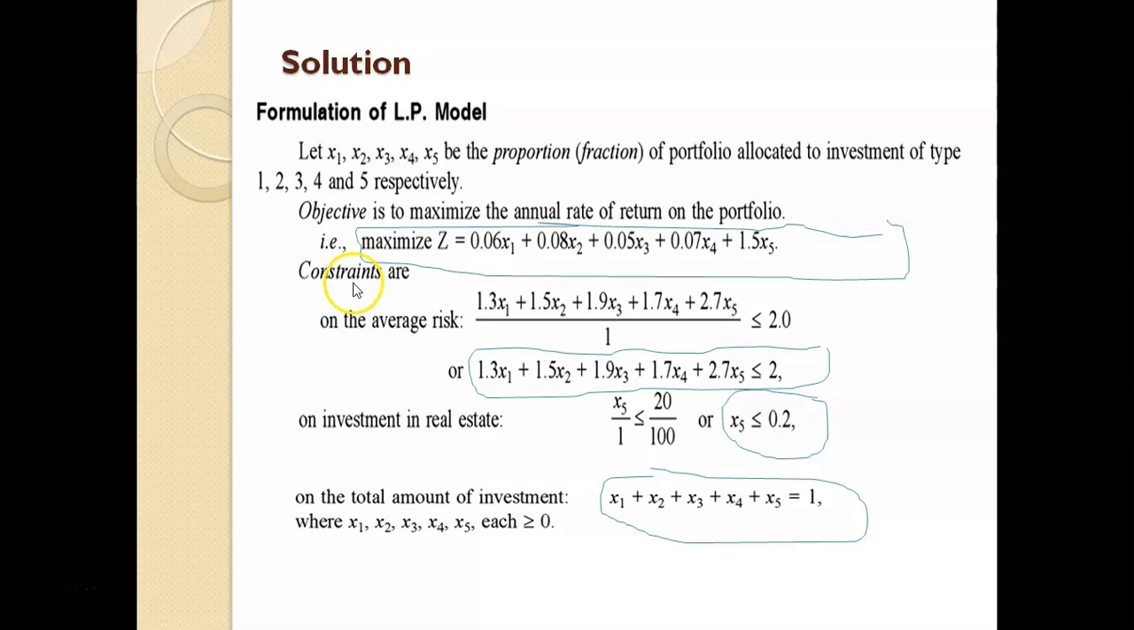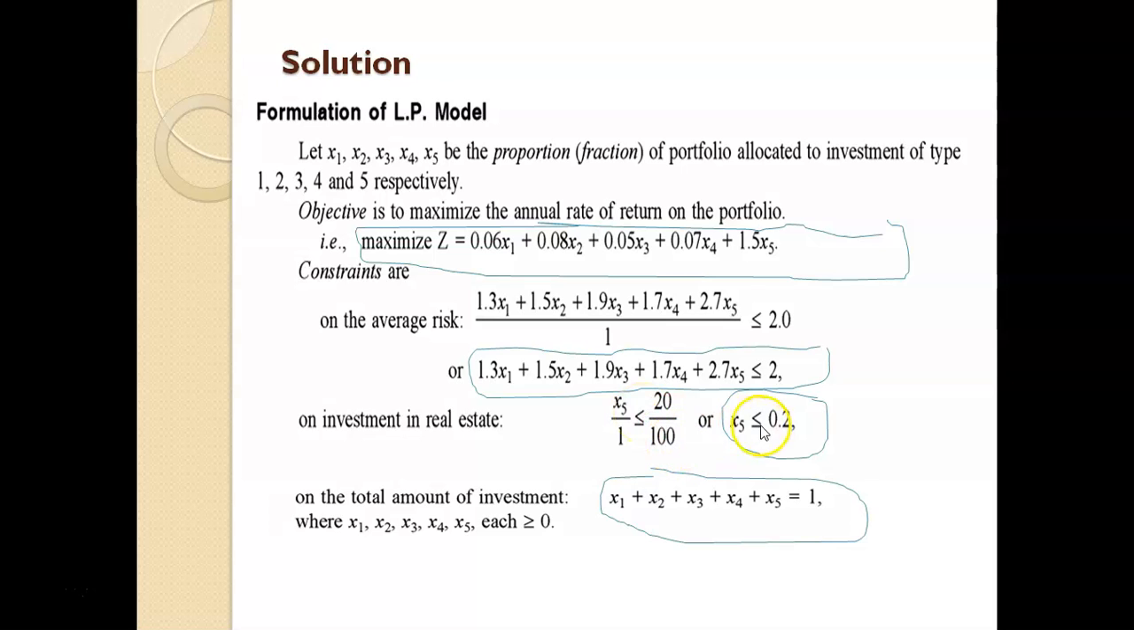Okay, now the constraints. The first is average risk. This is the average of all those risk factors, and it should be less than or equal to 2, simplified and written like this. This is the first constraint. The other is on real estate investment, denoted by x5.